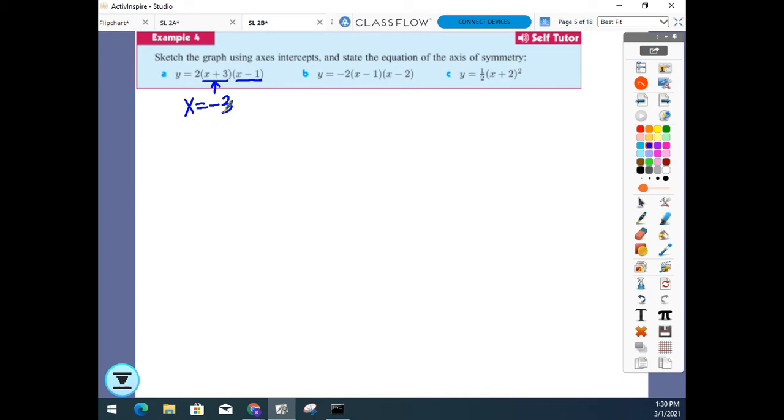Now let me maybe just show you this. If I plug negative 3 in for each x, let me just show you why this is true if you didn't know this. This stays 2, this whole thing is 0, and this is negative 4. Well, when you multiply 3 things together, if one of them is 0, the whole thing is 0. So you're truly looking for each x that makes each parenthesis equal 0.